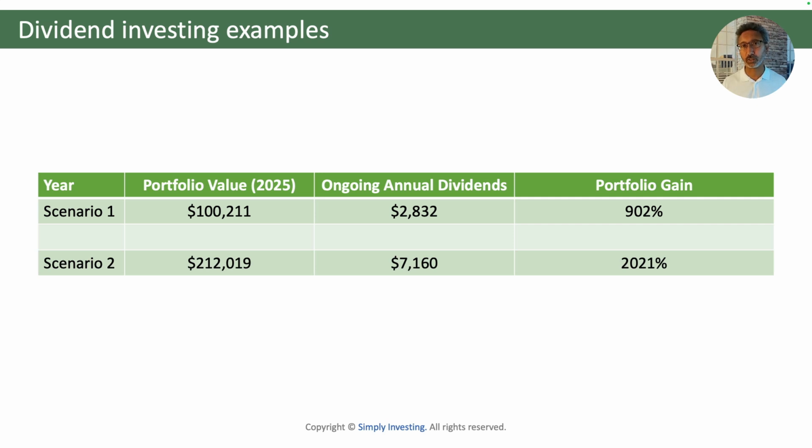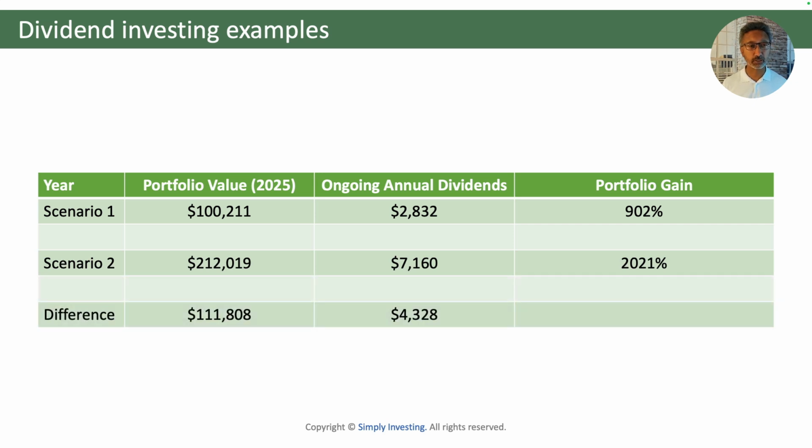$10,000 initial investment in both scenario 1 and 2. So the annual dividend income, of course, ongoing income, has more than doubled, and the portfolio, of course, has more than doubled. We're looking at a gain of over 2,000%. So that is a huge difference.